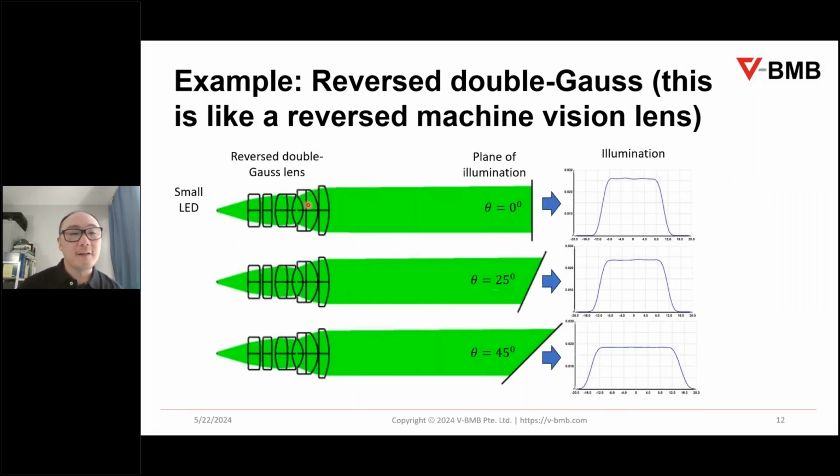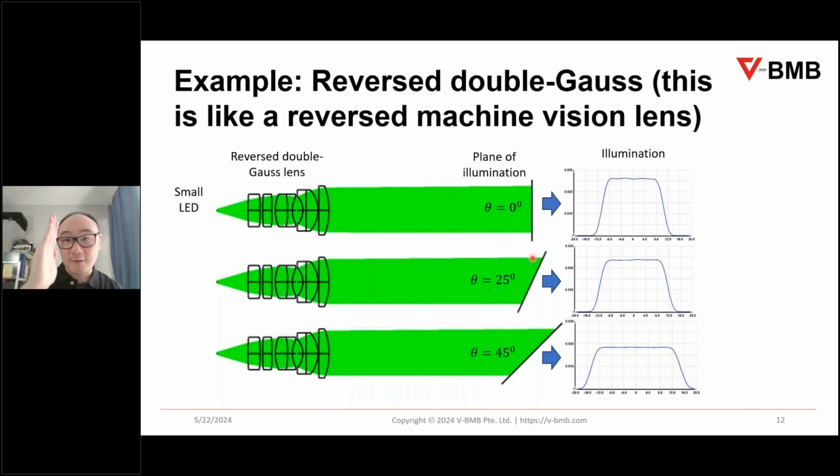Here I have done a very simple, quick design of what's called a double Gauss lens. Most machine vision imaging lenses are of the double Gauss type or variations of it. I just redesigned this lens, flipped it over, reversed it, and put a small LED about 1 millimeter in size at the back focal plane. Get the rays out. At every plane here, it's uniform, flat, including this plane over here, so you can see it's flat and uniform.